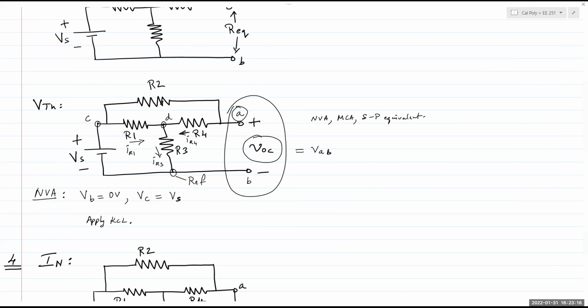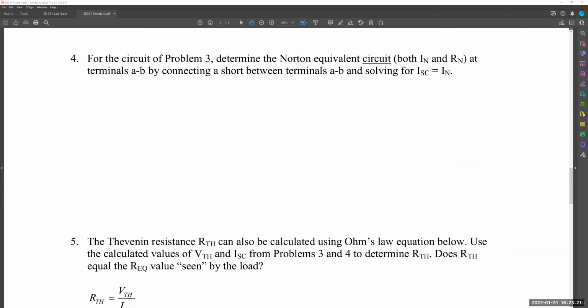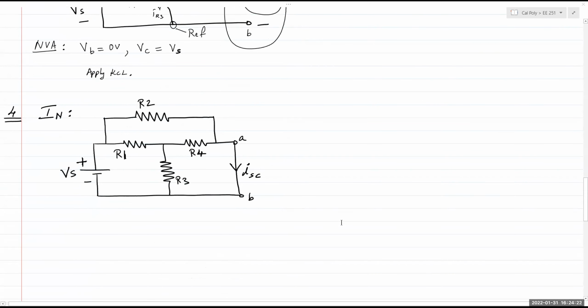Now, let's go to question number 4. Question number 4 asks us to find the Norton equivalent circuit for problem 3. Now it's the same circuit, and so for finding Norton, you have to go back to the original circuit. And once you go back to the original circuit, we place a short between the terminals A and B. And the short circuit current, ISC, would be the Norton current for that circuit.